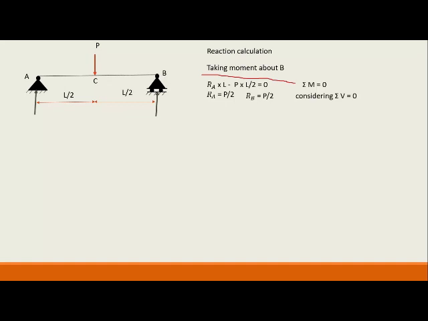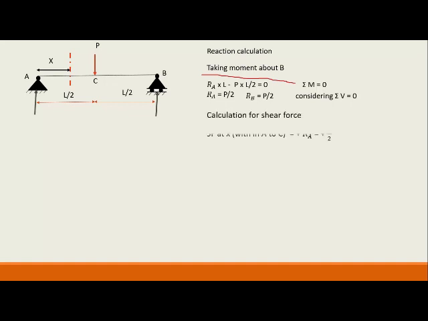Considering another equation of statics, summation of vertical force is equal to 0, we may also calculate RB. That is, RA plus RB minus P is equal to 0 will also show you that RB is equal to P by 2 again.